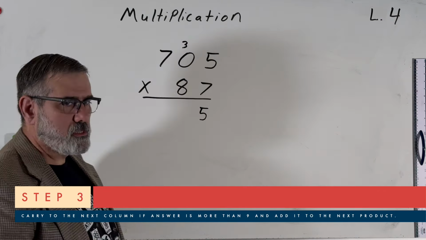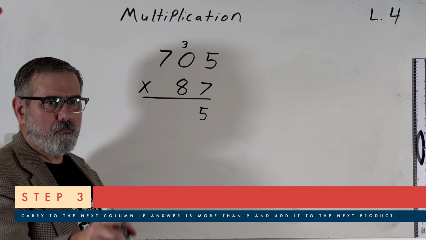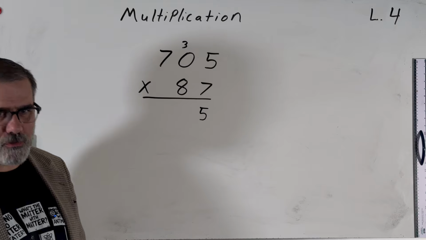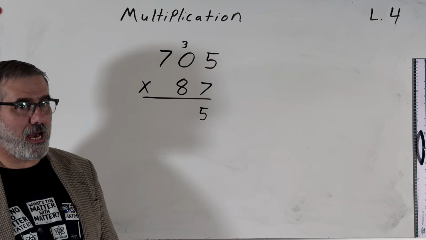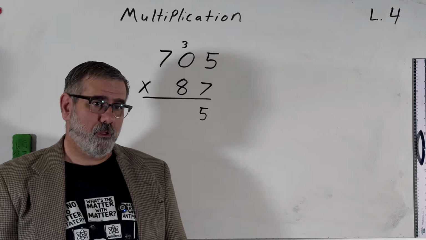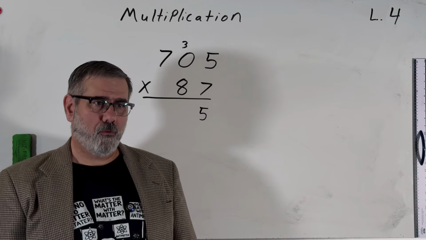7 times 0. What is 7 times 0? 7. Good. You made the very common mistake that people make. 7 times 0 is not 7. 7 plus 0 is 7, and that's what you're thinking. 7 times 0 is 0, because anything times 0 is 0.